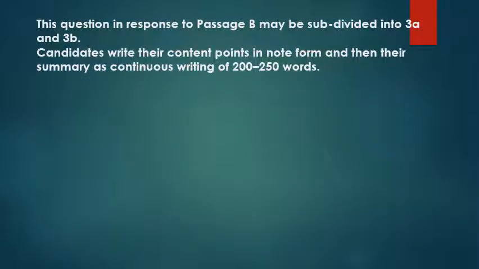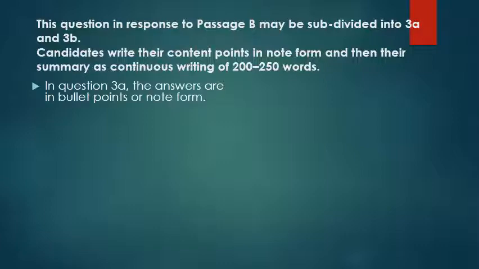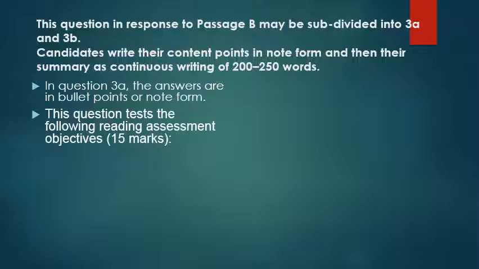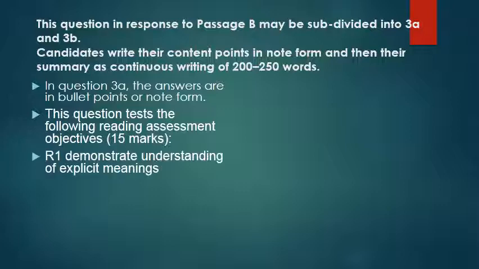This question is in response to Passage B and may be subdivided into 3A and 3B. Candidates write their content points in note form and then their summary as continuous writing of 200 to 250 words. In question 3A, the answers are in bullet points or note form. This question tests the following reading assessment objectives for 15 marks.